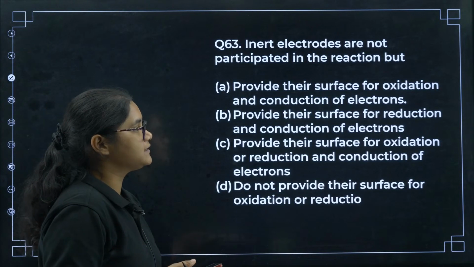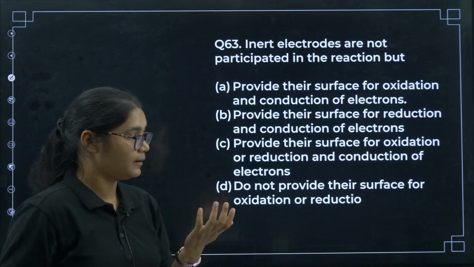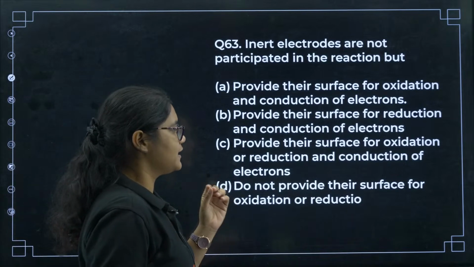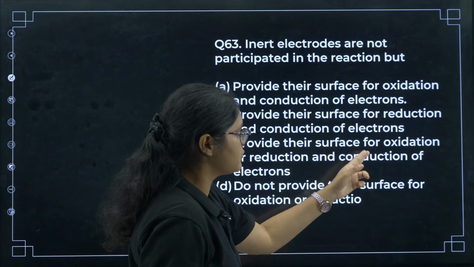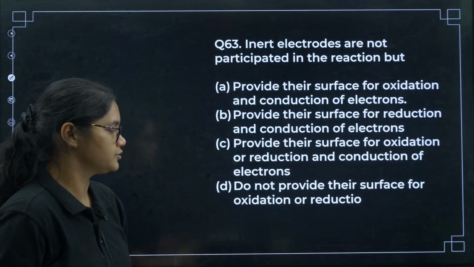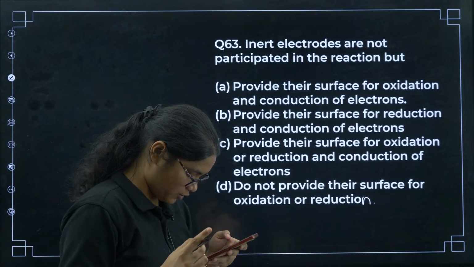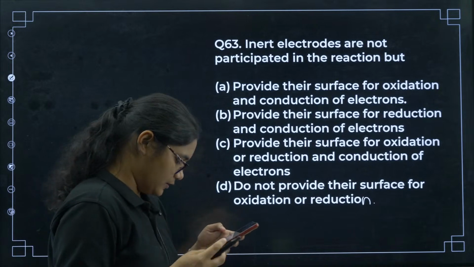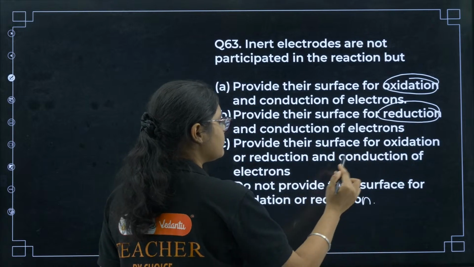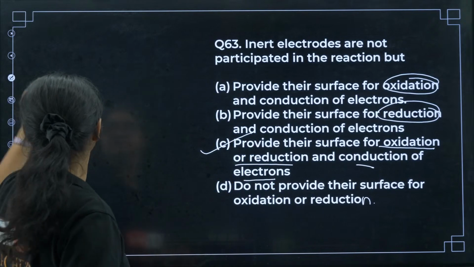Okay, next, question number 63. Inert electrodes do not participate in the reaction, but provide their surface for oxidation and conduction of electrons, or for reduction and conduction of electrons, or for oxidation or reduction and the conduction of electrons. What will be the correct answer? No, JK BGM, see, it doesn't provide only for oxidation, and not only for reduction. It provides for oxidation or reduction and also for conduction of electrons. So option C here.